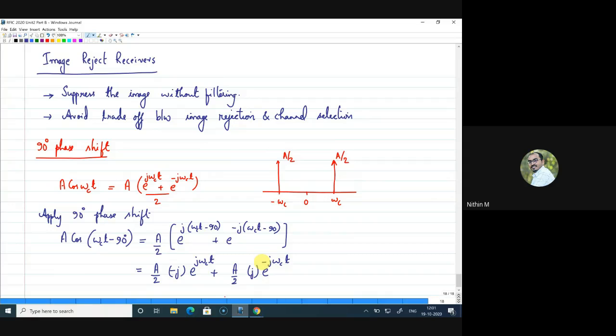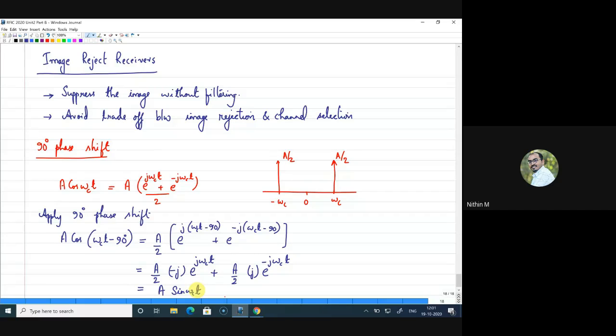So we directly know that if you apply a 90-degree phase shift operation to a cosine wave, what you will get will be a sine wave. So I can directly write this as A sin ωct, because we know that if you apply a 90-degree phase shift to a cosine wave, it will be a sine wave, right.